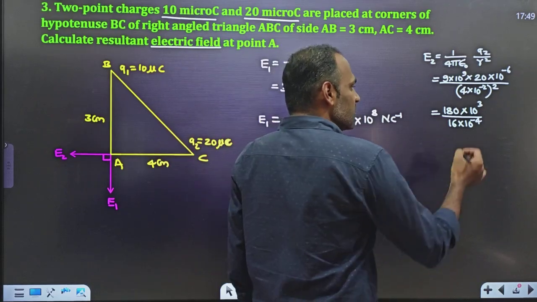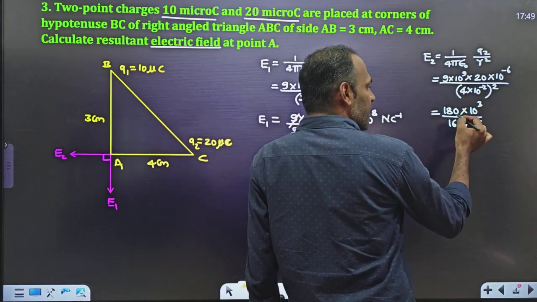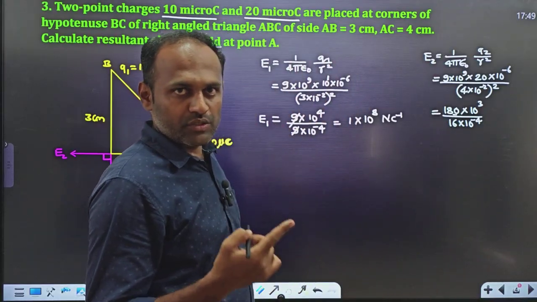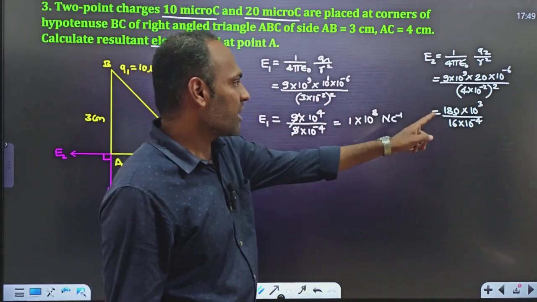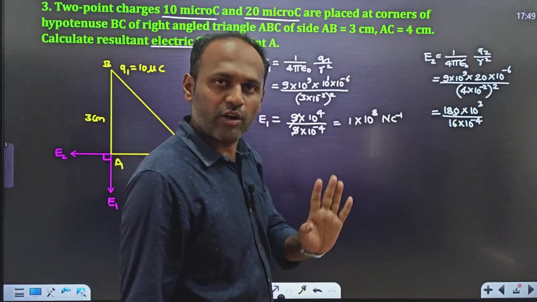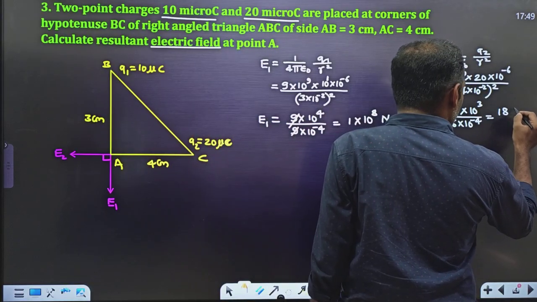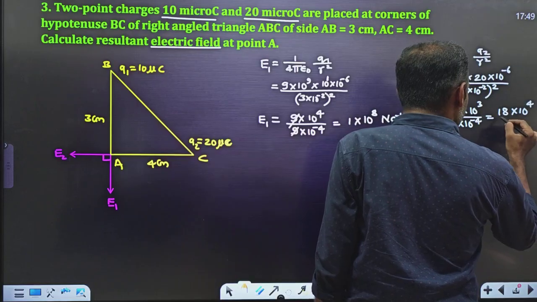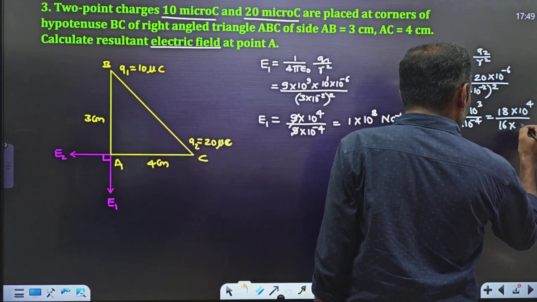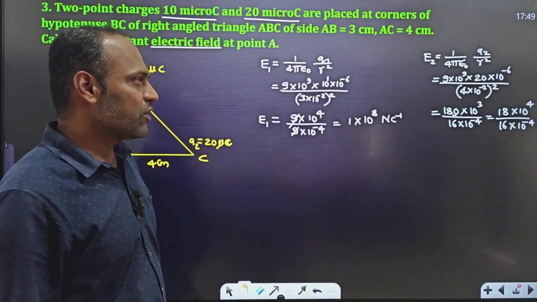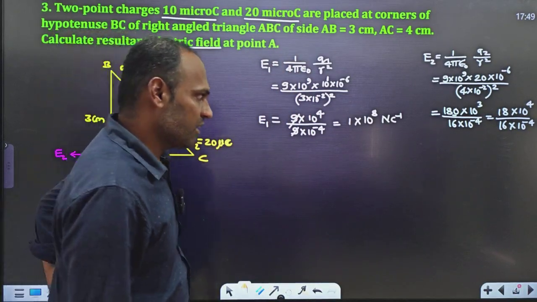I can write it like this. Here I am having 180. 180 is 18 into 10, and 10 is 10 to the power plus 1. So 10 to the power plus 1, 10 to the power plus 3, gives 10 to the power plus 4. Right? So this will be 18 into 10 to the power plus 4 divided by 16 into 10 to the power minus 4. Clear?